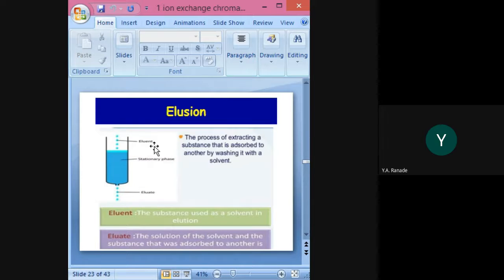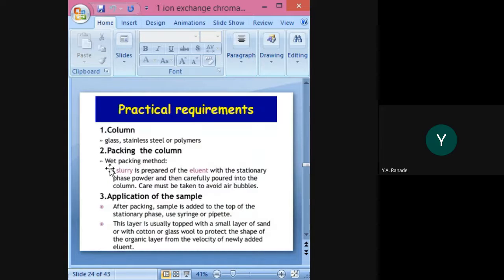So elution is an important thing in any type of column chromatography, so it is also important in ion exchange chromatography. Then, the practical requirements: you need a column packing material, and you need to apply the sample. But the very prime requirement is that the column packing material must be completely saturated with the mobile phase so that no lumps would be formed and no noise would be there along with this complete thing.